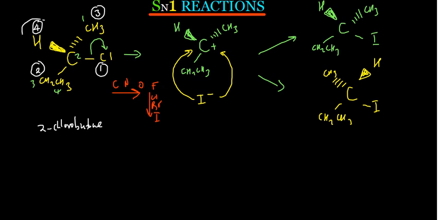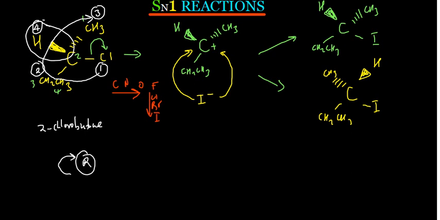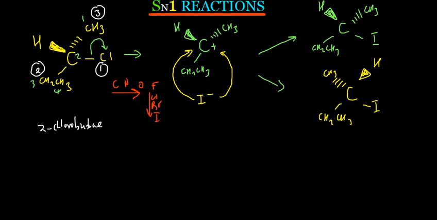Now we need to make sure that the fourth position is in the back, but we can see that this one is not in the back, it is actually in front. So we're going to join position number 1 up to 2, and then we go to position number 3. We keep position number 4 in the back. Of course, we can see this one is in front. So when something goes like this, clockwise, this is supposed to be R configuration. But because position number 4 is not in the back, it is in front, it becomes the S configuration. Therefore, the name of this compound is going to be S-2-chlorobutane.